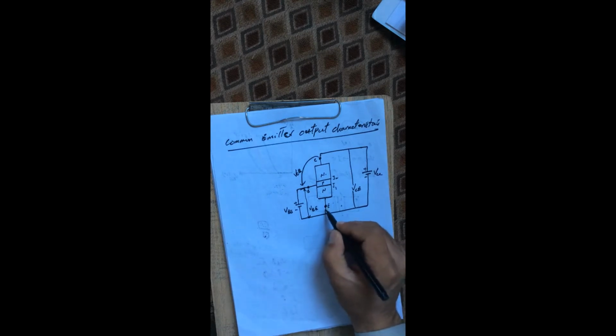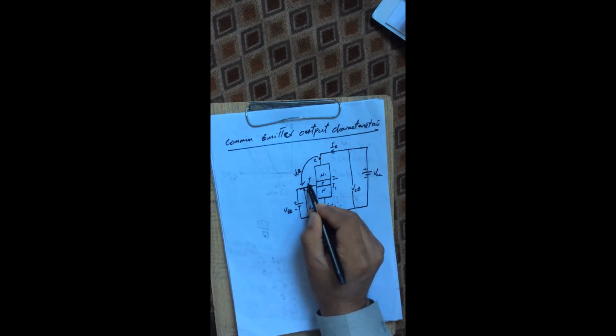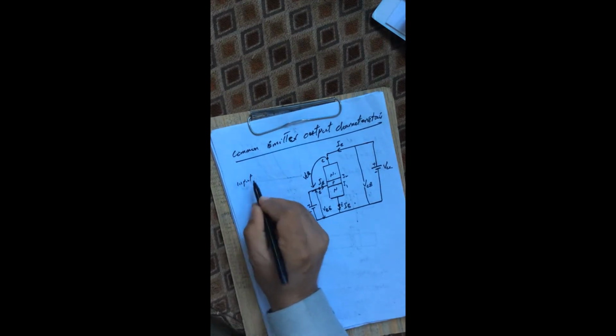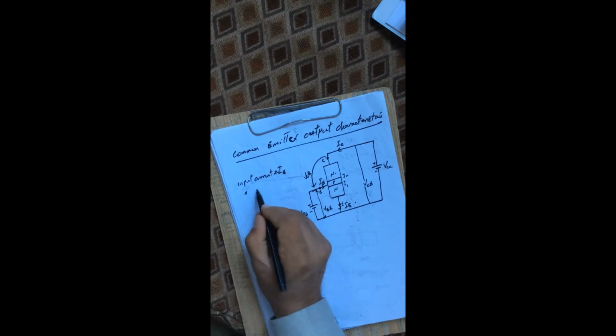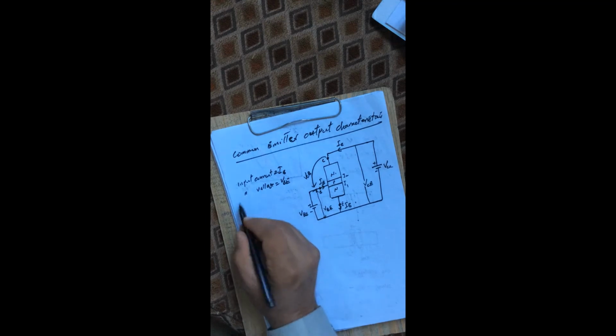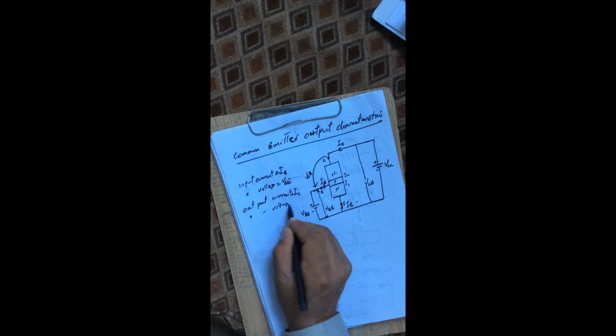Now this is the emitter current. The direction of the emitter current is outward, while the direction of the collector current and base current is inward. So here the input current is the base current, the input voltage is the voltage between base and emitter, the output current is the collector current, and the output voltage is the voltage between collector and emitter.